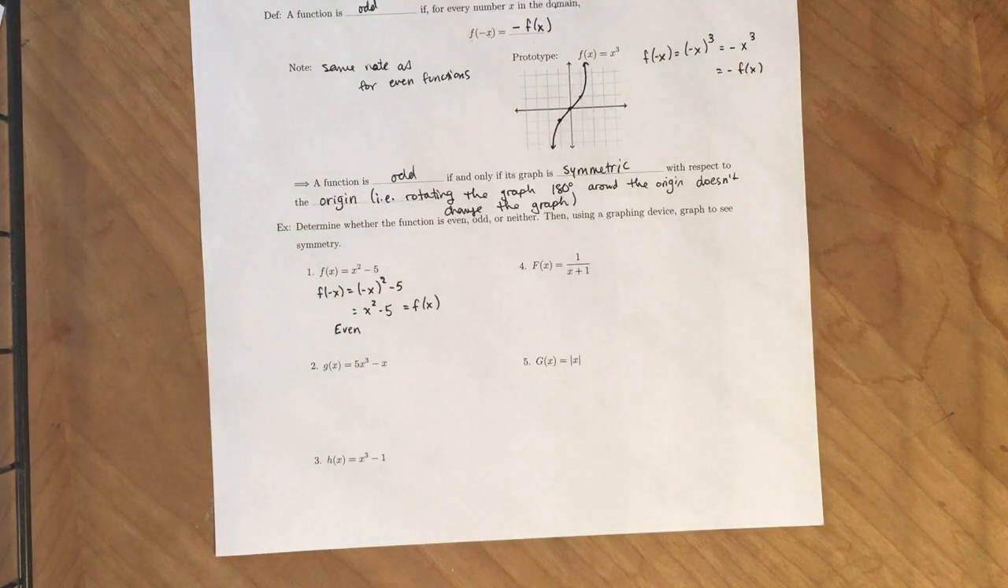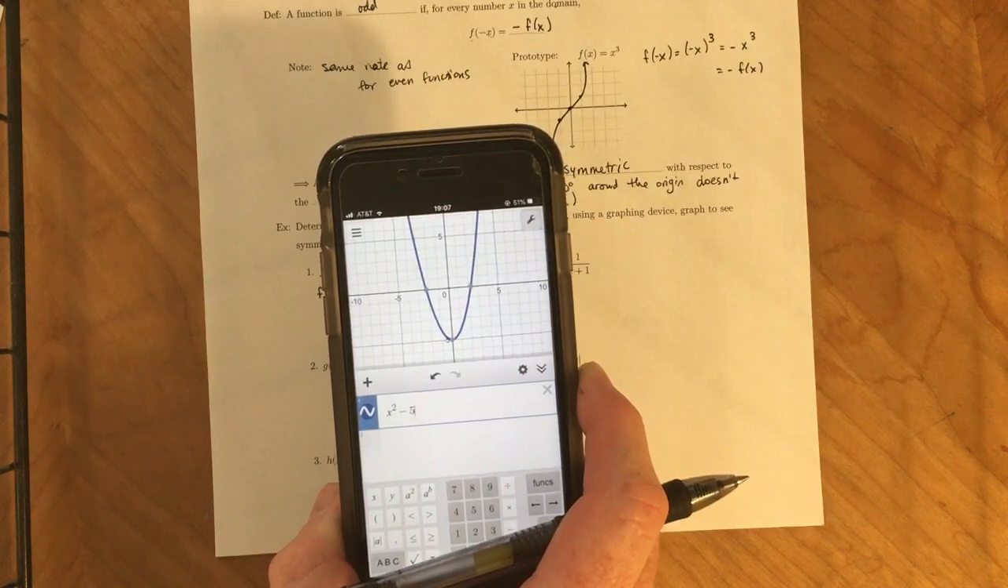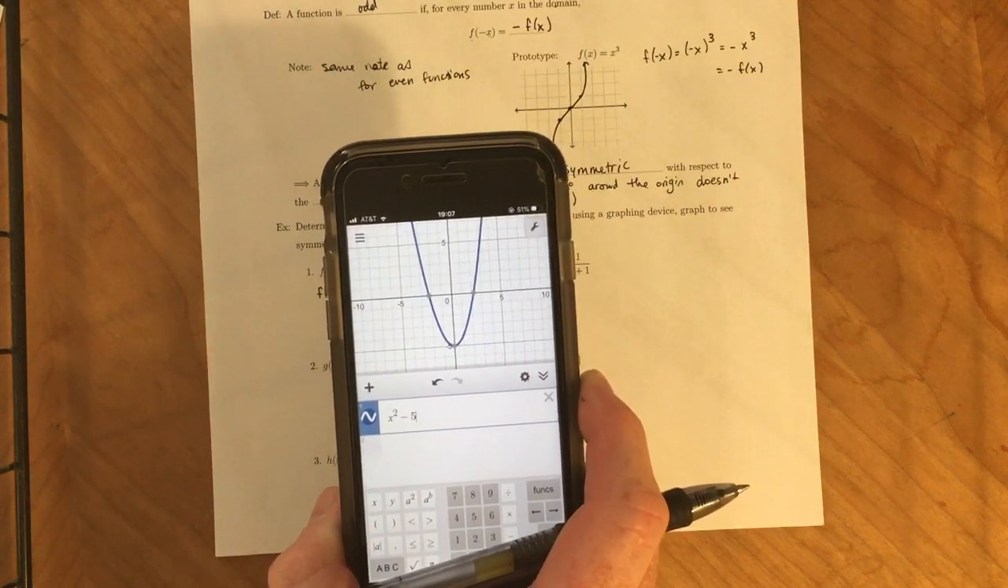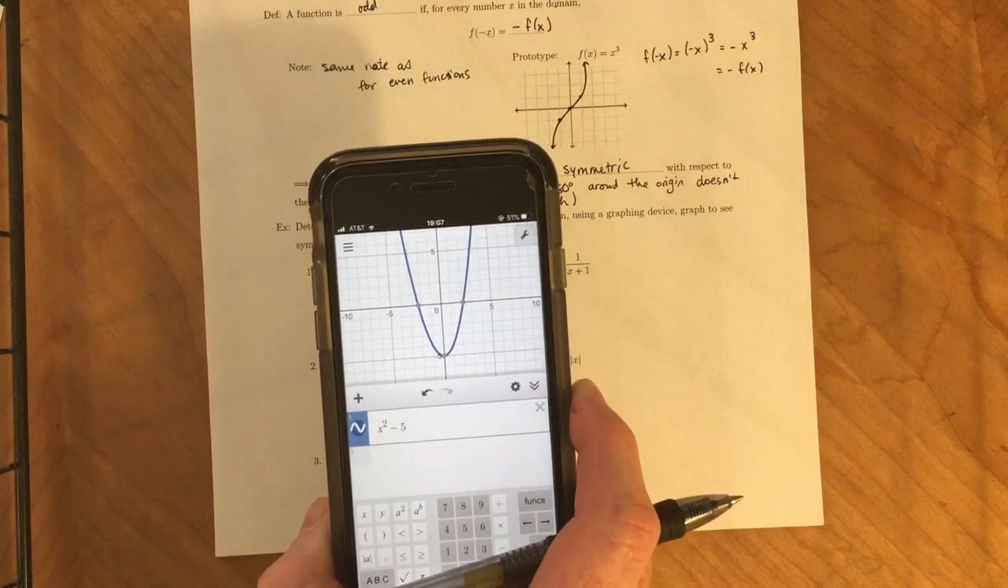So if we were to graph this function on a graphing calculator, it should be symmetric about the y-axis. And just a quick graph on my phone. See how if I was to fold my screen in half, the left side would sit directly on top of the right side with that blue curve.